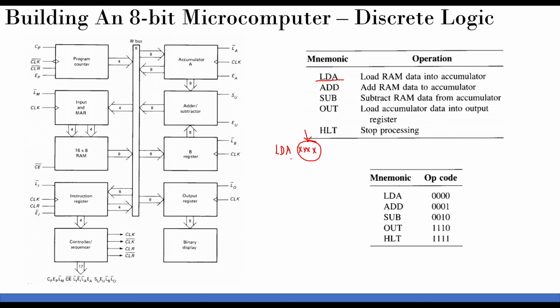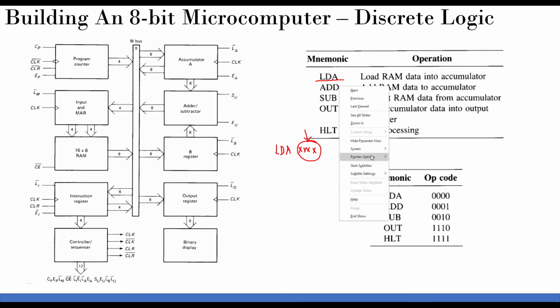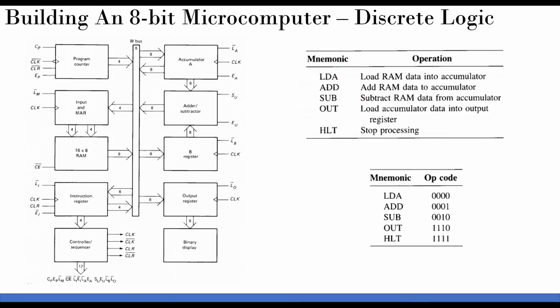So that's the meaning of it. Similarly, ADD means add, and what does it actually mean? Add RAM data to the accumulator. So again, ADD will be followed by a 4-bit address. That address will have a data. That data will be added with the data in the accumulator. So that's the meaning of it.